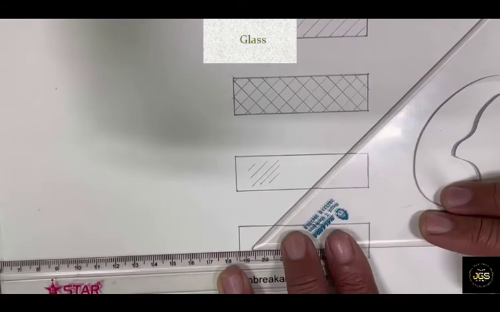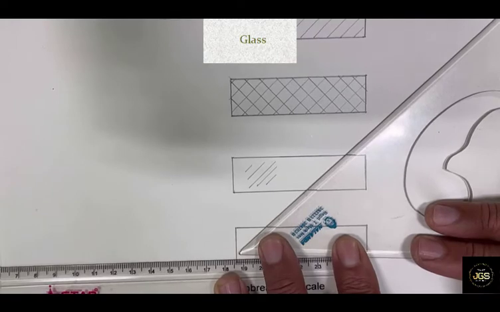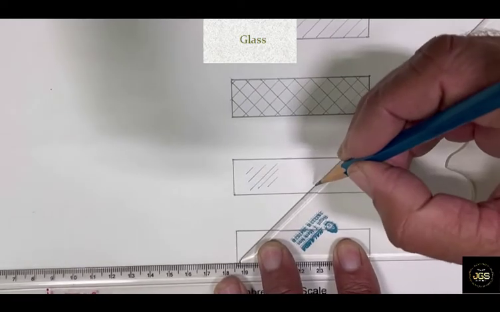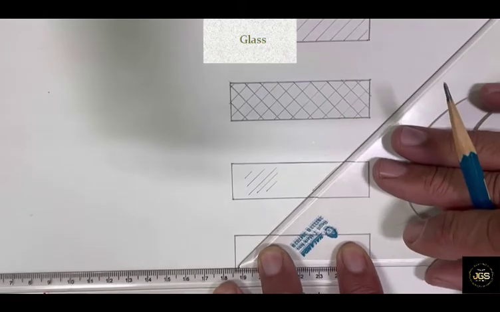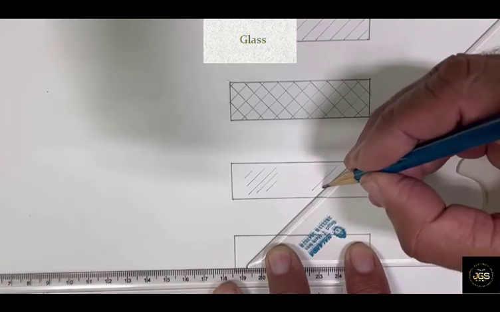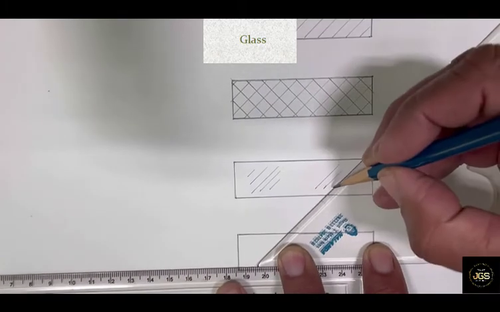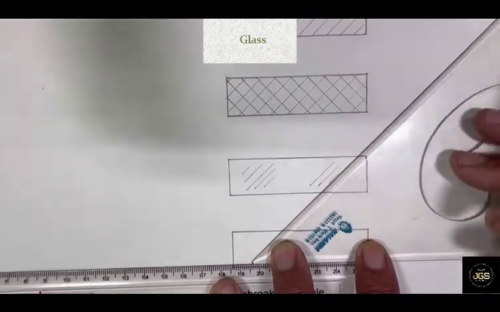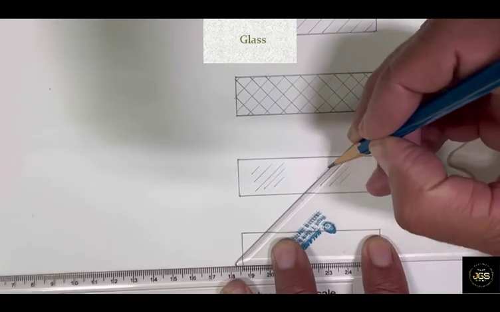Similarly, you draw one more symbol over here. First you draw the larger line, then the smaller line, equally spaced and less in length, here and on the other side also. This is the symbol for glass.